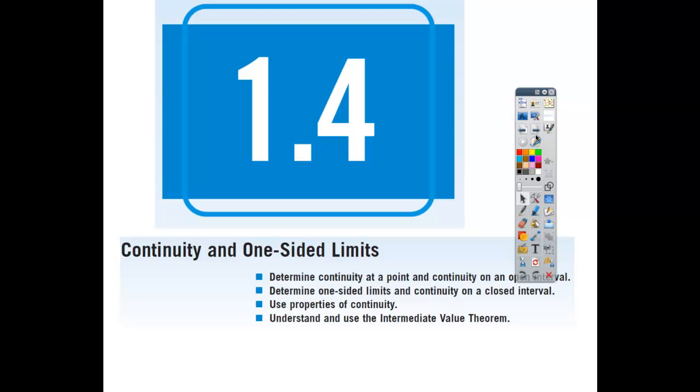All right, for this video, we're going to look at 1.4's example problems. If you'd like to see the theorems and the definitions and whatnot, you can go to my website and look at the PDF of the lesson, or you can look at your book, and those will be basically the same thing. So we're just looking at 1.4's example problems, continuity and one-sided limits.